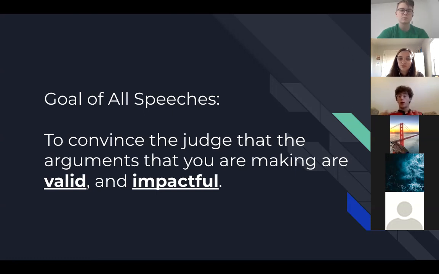You're going to be talking more quickly than you want to, and the judge maybe isn't going to be able to get some of those arguments down in his or her flow. And in terms of impact, you need to speak with passion. You need to vary your tone, vary your volume, vary your speed, and be clear, enunciate your words to make sure that your judge, the impacts of those arguments really stick in their brain.